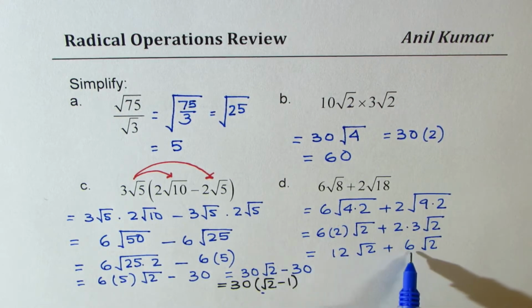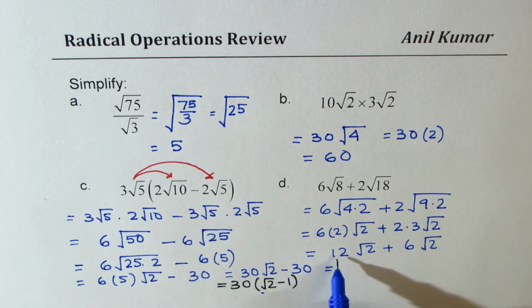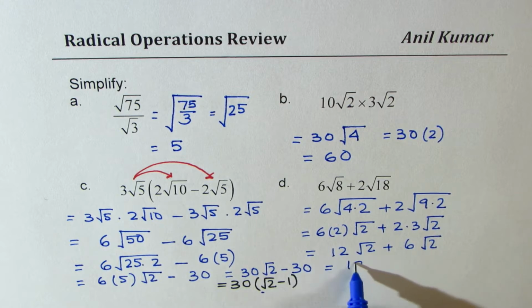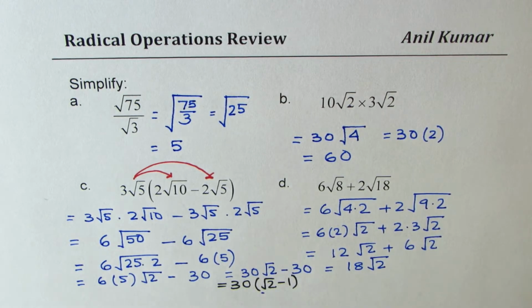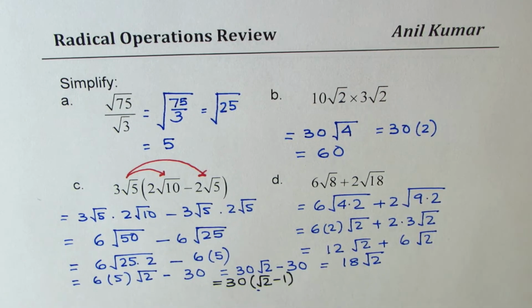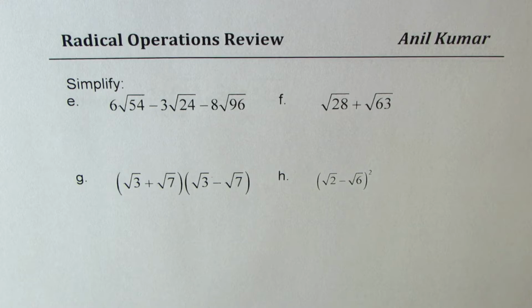Now 12 and 6, they are like terms, they can be combined. And we could write this as equal to 12 plus 6 as 18 square root 2. So that is how we could actually simplify this given expression. So let's continue and do part E now.